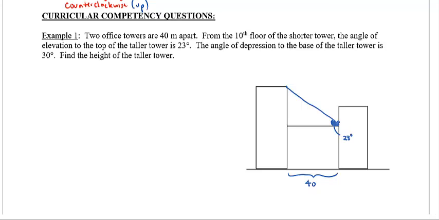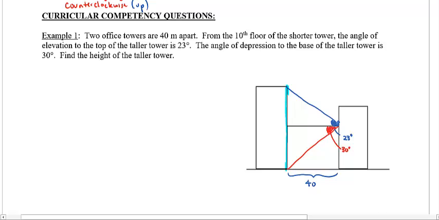Now, the angle of depression to the base of the taller tower. Standing at the same spot, I'm looking downwards now. The angle of depression is actually 30, so that's this one here in red. That's 30 degrees. And the question says, find the height of the taller tower. So I want you to find the height of this whole thing.